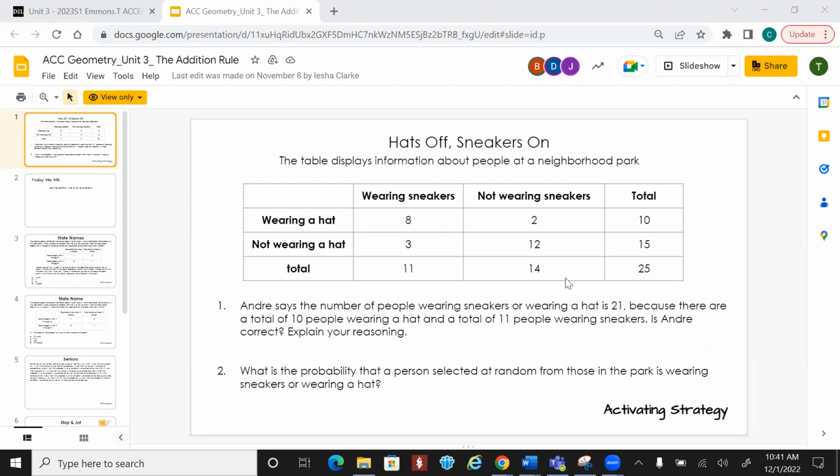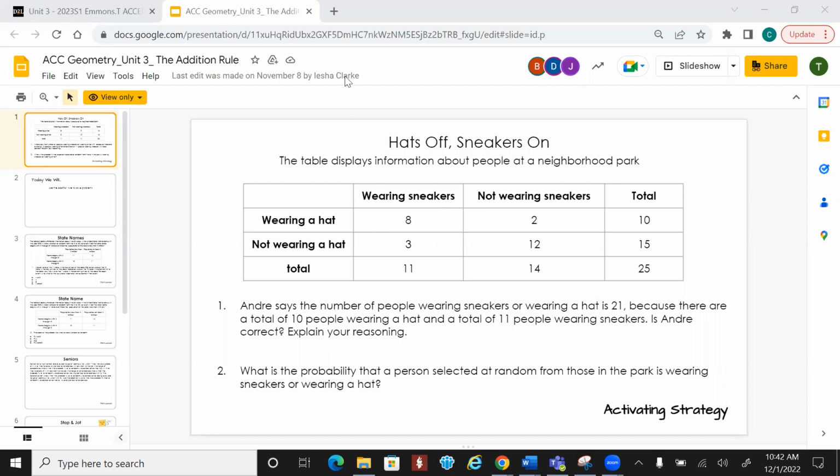It says the number of people wearing sneakers or wearing hats is 21, because there's a total of 10 people wearing a hat and a total of 11 people wearing sneakers. Is Andre correct? Yes or no? She said yes. Why? Because it's saying either or, so it's been combined. Either doing one or the other. So she's saying that the number of people wearing hats and the number wearing sneakers is 21.